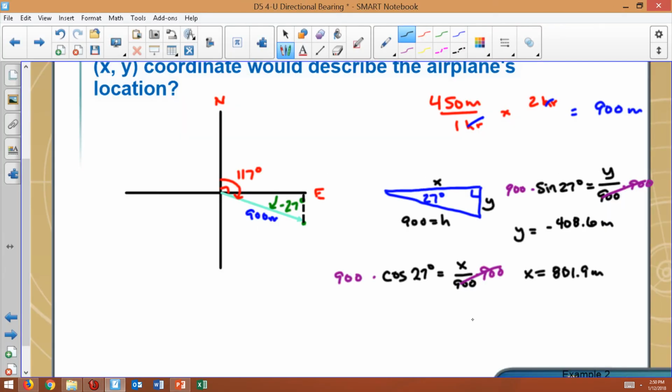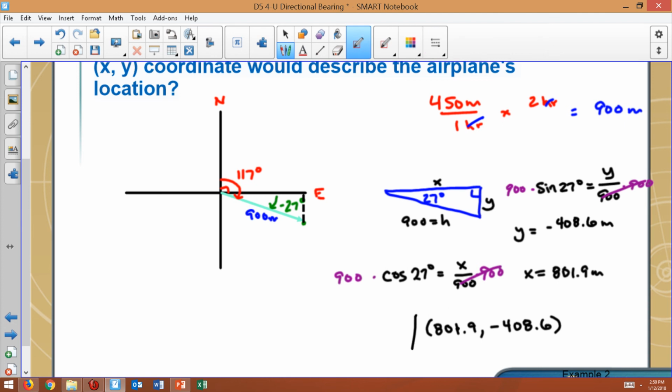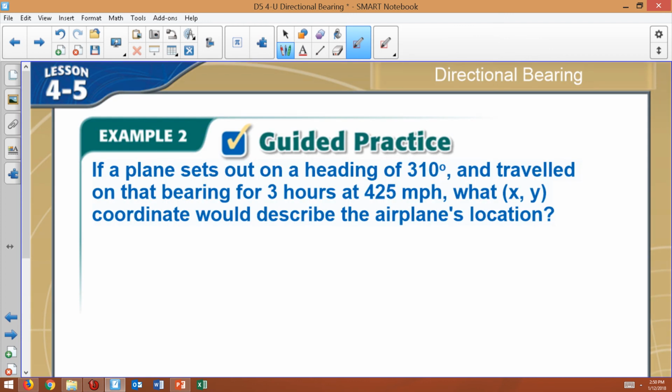And so my x and y value, you would put them in parentheses. You'd say 801.9, and this one's positive since it's to the right, comma, negative 408.6. And that one's negative because it's going down. This is the x and y coordinate that would refer to that location. Now I have one for you to try.